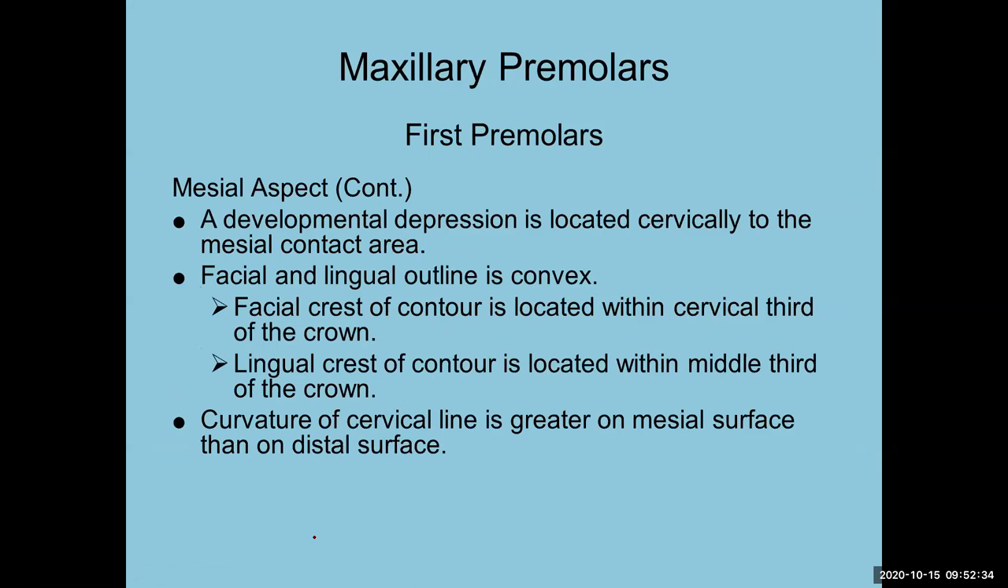That developmental depression is located cervically to the mesial contact area, so it's closer to the CEJ. The facial and lingual outline is convex. The facial crest of curvature is located in the cervical third of the crown. The lingual crest of curvature is located in the middle third of the crown. Unlike your anterior teeth, where it's cervical on the facial and cervical on the lingual. The curvature of the cervical line is greater on the mesial surface than on the distal surface.